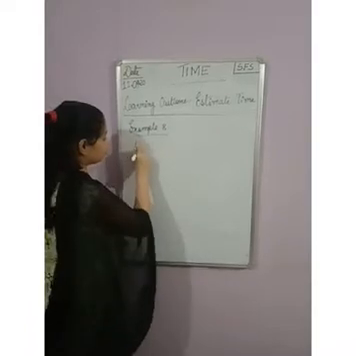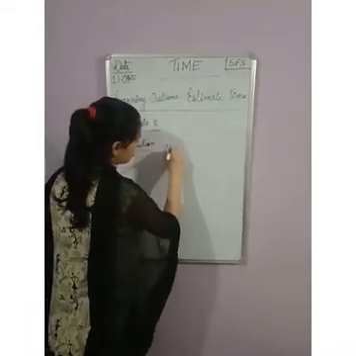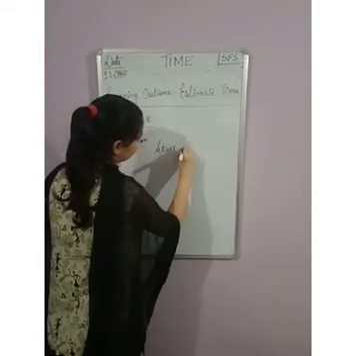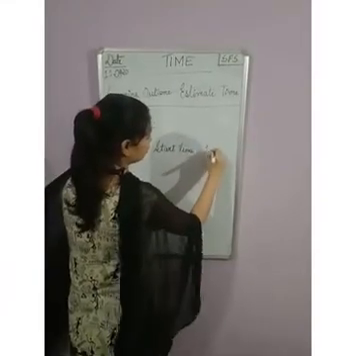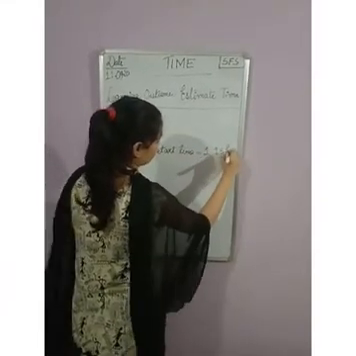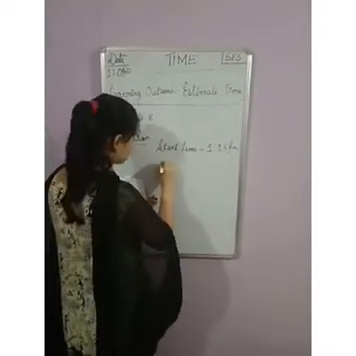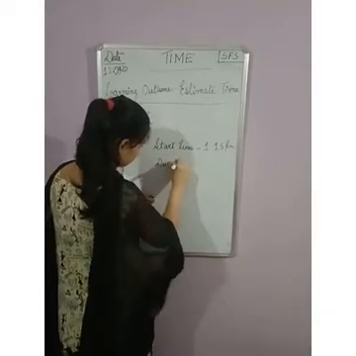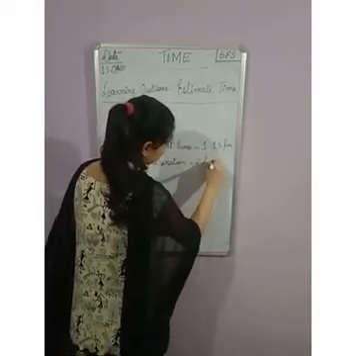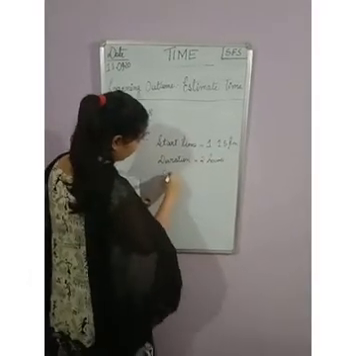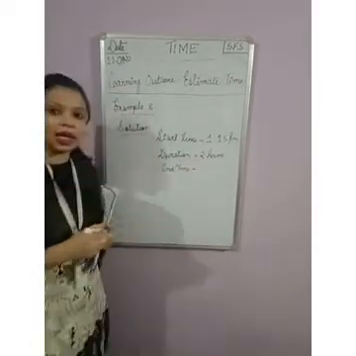The start time is given. Okay. The start time is equal to 1:15 p.m. And what is the duration? The duration is 2 hours. Now we have to find the end time.